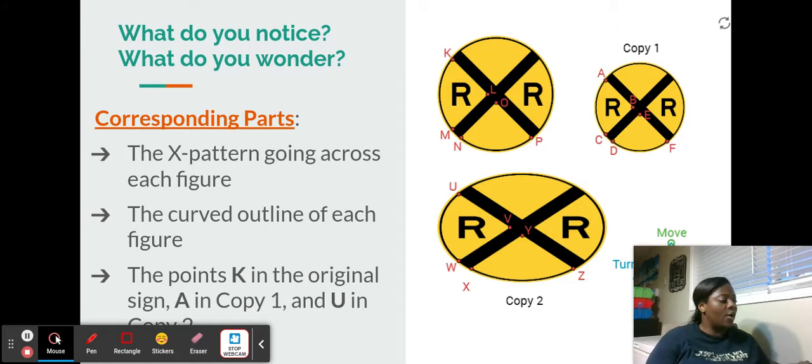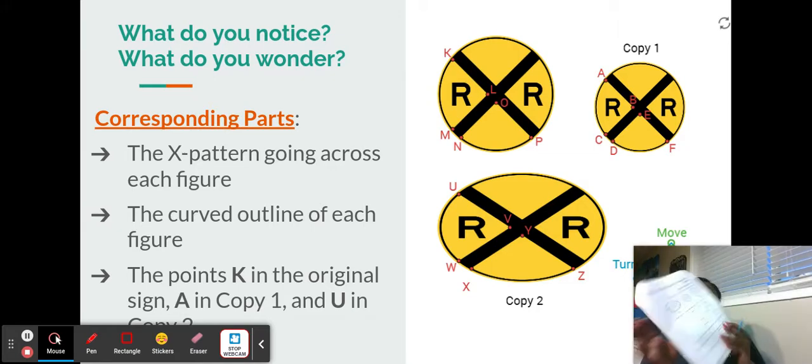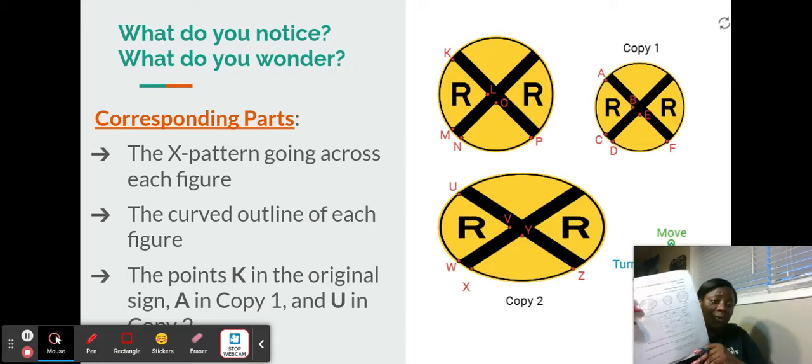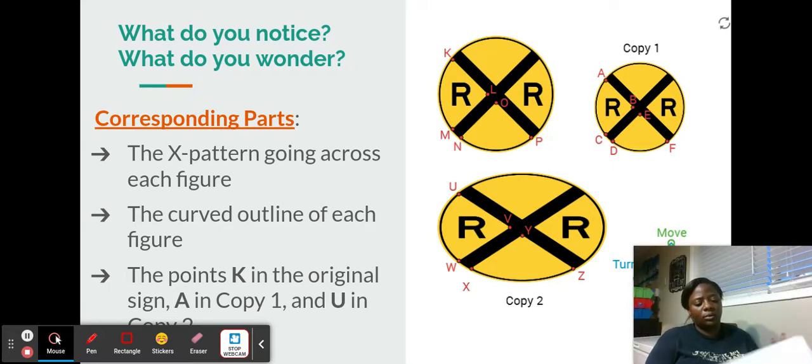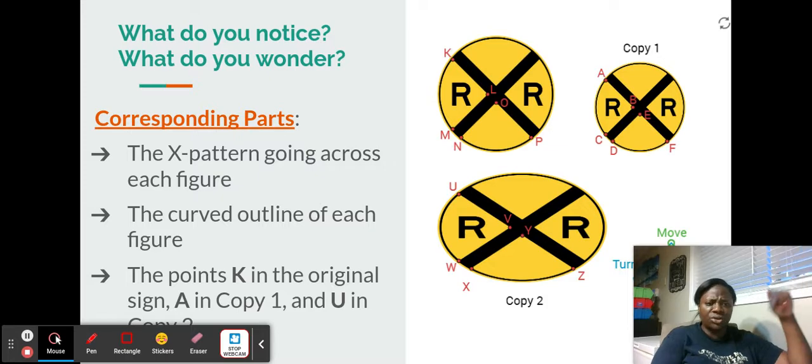Okay, so now getting into our assignment, we're starting off on page 4. With number 1, we're looking at these figures. We have our original circle with the X through it. We have copy number 1 and copy number 2. Number 1 should say, complete this table to show corresponding parts in the 3 figures.